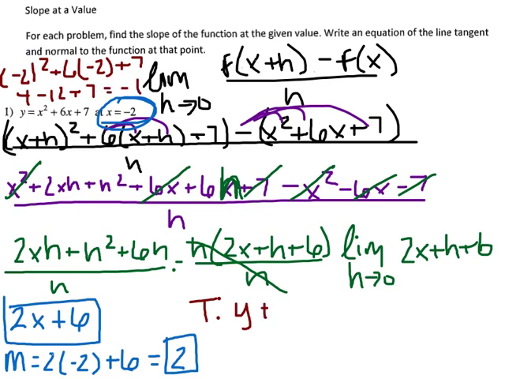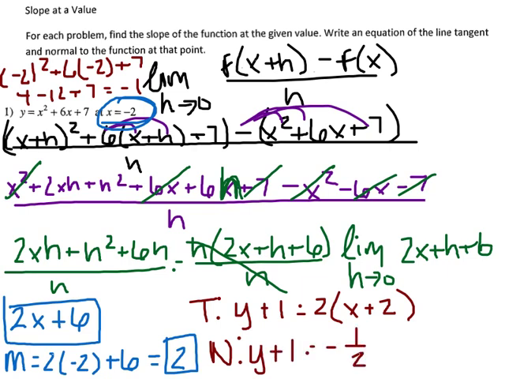So y plus 1 equals 2x plus 2. And then our line normal, remember normal is the opposite reciprocal: y plus 1 equals negative 1/2 x plus 2.